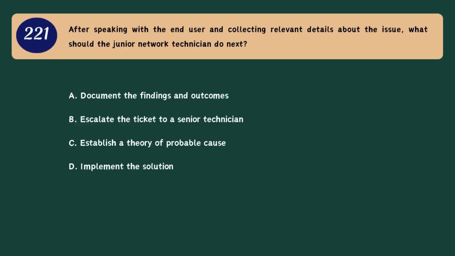Question 221. After speaking with the end user and collecting relevant details about the issue, what should the junior network technician do next? A. Document the findings and outcomes. B. Escalate the ticket to a senior technician. C. Establish a theory of probable cause. D. Implement the solution.